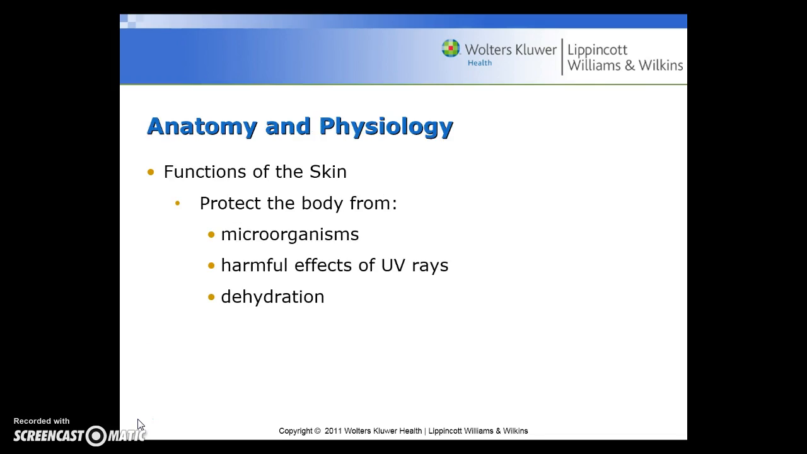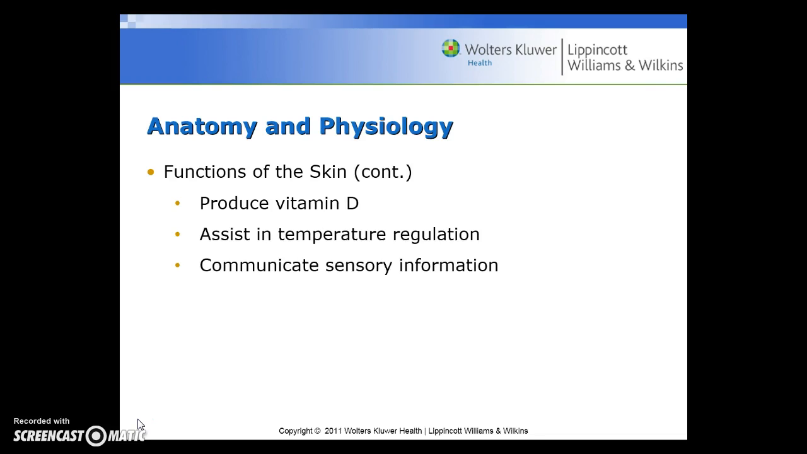Let's talk a little bit first about the anatomy and physiology. The functions of the skin are to protect the body from microorganisms, from harmful effects of the UV rays, and to prevent dehydration. Additionally, it produces vitamin D, assists in temperature regulation, and communicates sensory information.